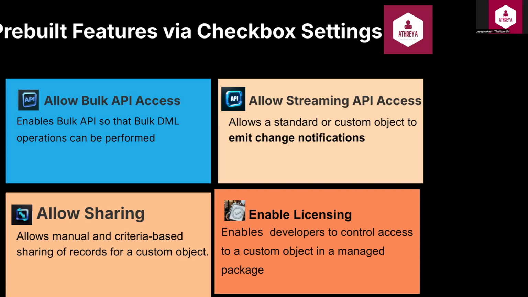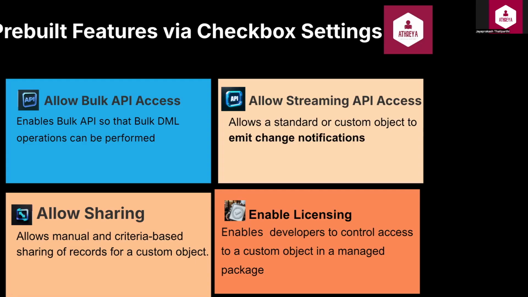It is essential for scalable data management, but must be paired with good governance and monitoring. The next setting that we are going to discuss is Allow Streaming API Access. The Allow Streaming API Access checkbox allows a standard or custom object to emit change notifications over the streaming API. This is key for building real-time integrations and event-driven architecture.